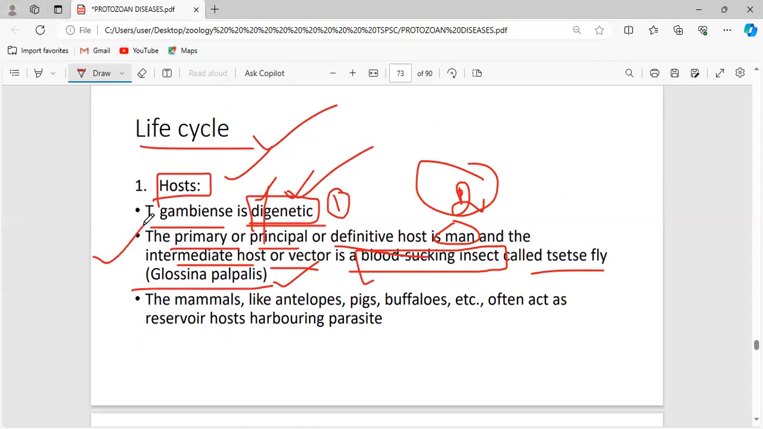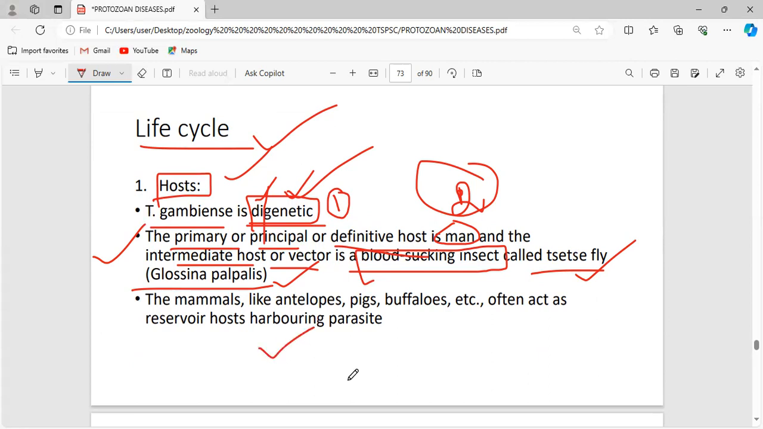These are all the intermediate host. Means the intermediate host is the one going to act as a carrying vehicle, or we can call them a vector. And this vector is the one going to carry the parasite from the reservoir host to the primary host. Clear? And what is that intermediate host here for Trypanosoma gambiense? It means the tsetse fly. That is Glossina species, particularly Glossina palpalis.